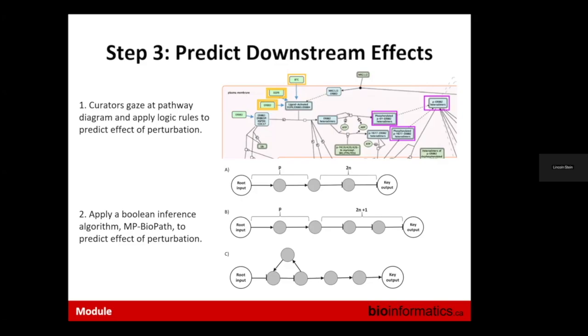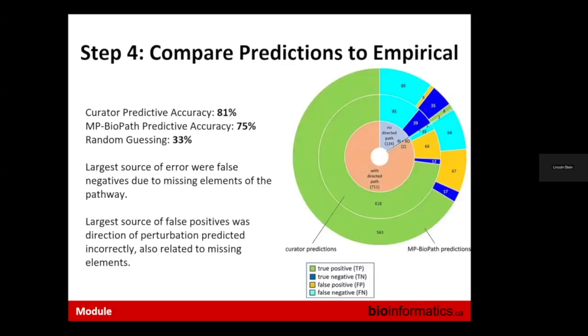And we also applied a Boolean inference algorithm, one called MP-BioPath, developed in my lab, to predict the effect of the perturbation. And then the next step is, given those predictions from the curators and the empirical results from the scientific literature, what was our success rate? So the good news is it's better than random. The predictive accuracy of the curators was 81%. So 81% of the time, if they said a gene went up, it went up.